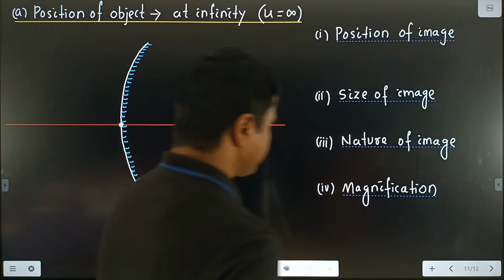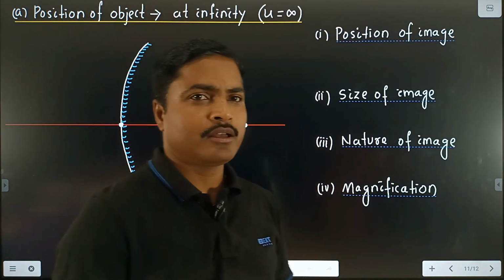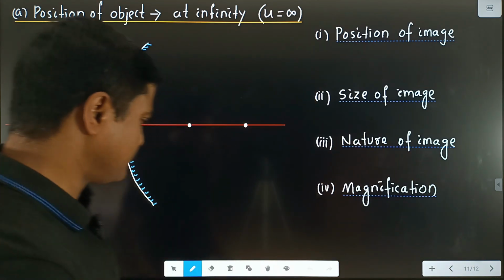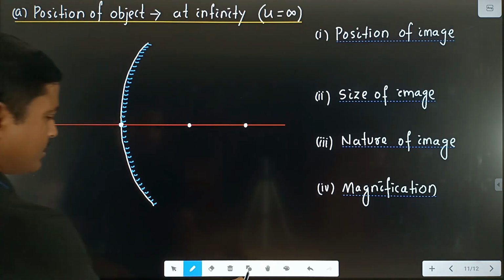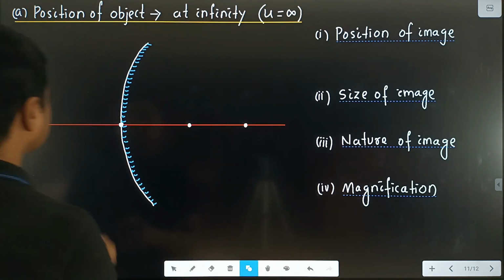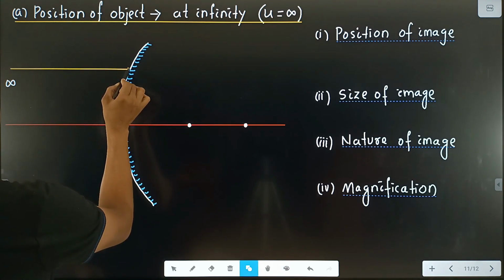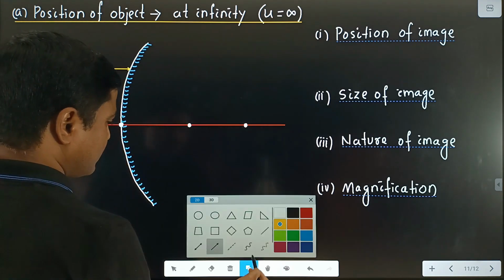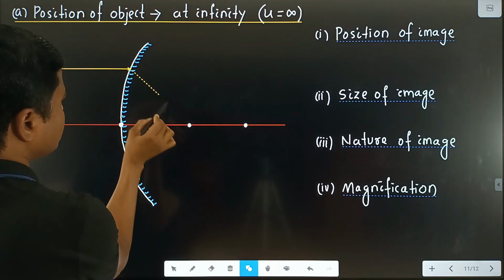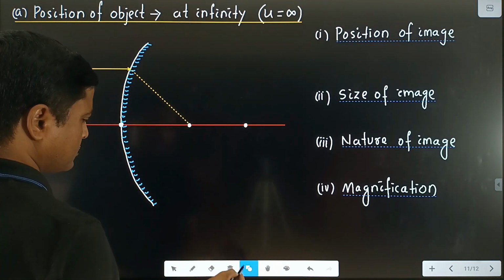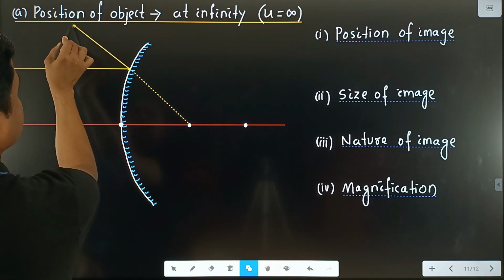And first case. Here the position of the object is at infinity. Suppose the object is situated at infinity. If object is situated at infinity, then you know all the incident rays are parallel to each other. And this one is the first incident ray, parallel to the principal axis. And you know, after reflection, the ray appears to meet at the focus. So we draw the reflected ray. This one is the reflected ray.